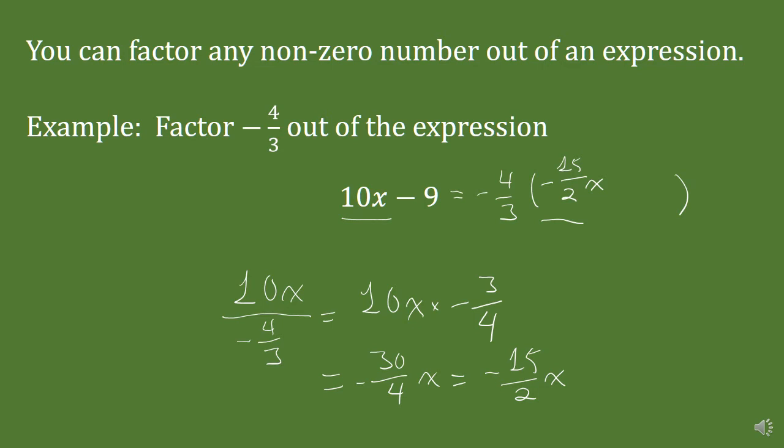And then minus minus will be plus, and then 9 divided by 4/3 is equal to 27 over 4. So 27 over 4. And again, you can always check that you're right by expanding this again. So negative 4/3 times 15 halves. The 3's cancel, you get a 5. The 4 cancels the 2, you get a 2, so you get 10. And the same thing here, so this works out.